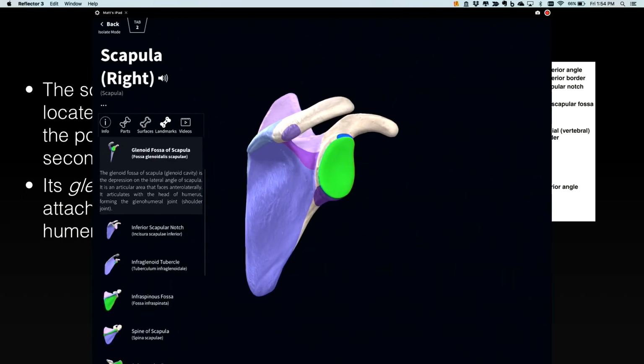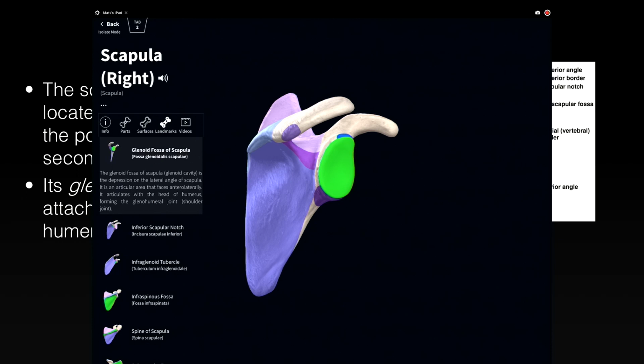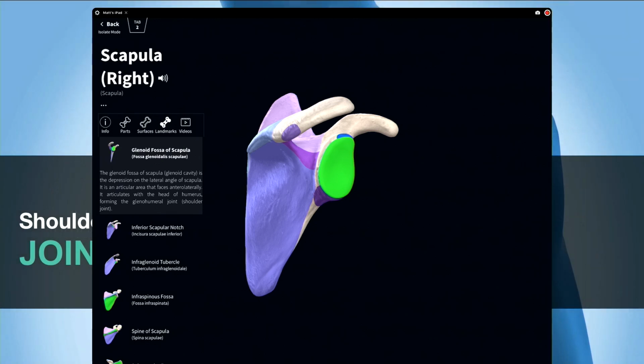And then the glenoid fossa, where our small articulation occurs between the scapula and the humerus. So let's take a look then at the shoulder joint. Briefly.